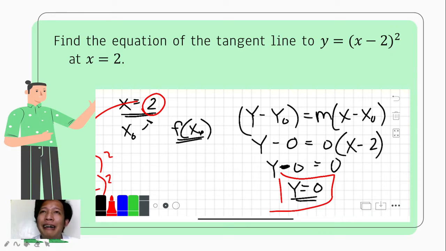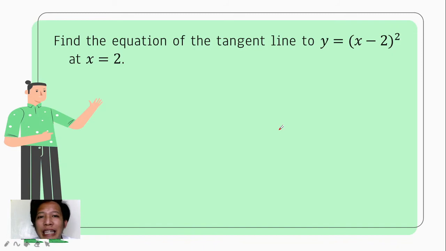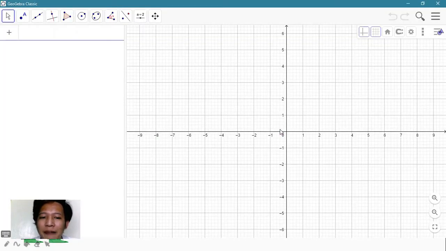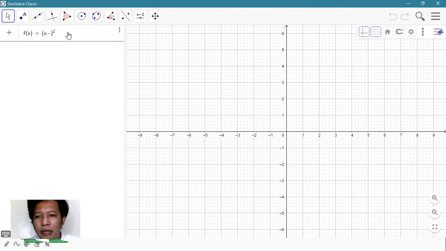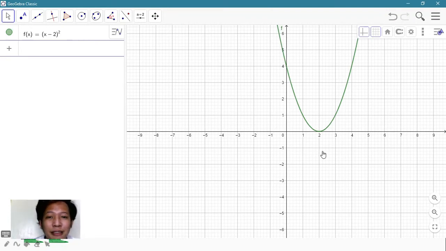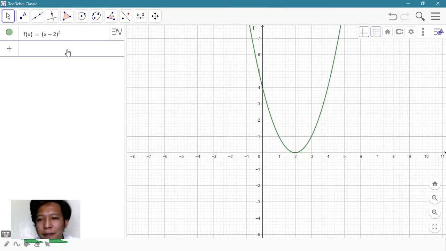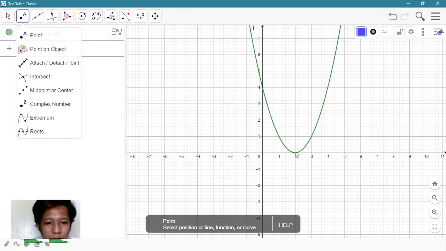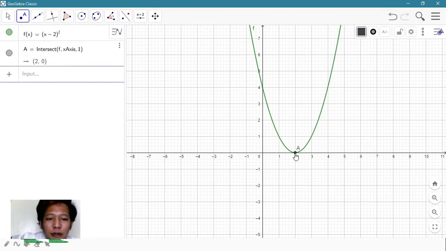Now, let us prove it using our graph. Alright? So, let us first graph the function x minus 2 squared. Alright, there you go. So this is x minus 2 squared. Now, at the point x equals 2, where is the 2? This is the point 2, right? This is the point 2.